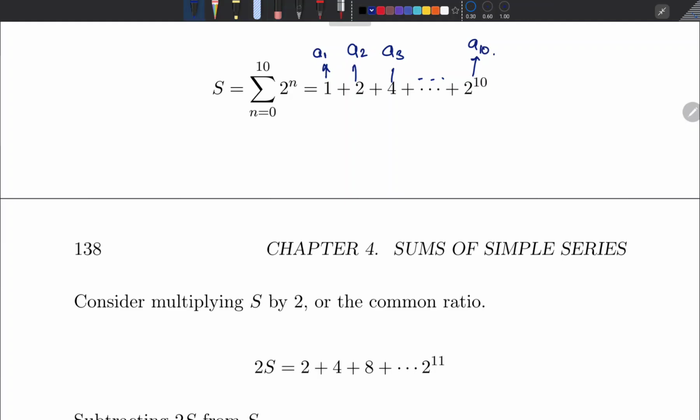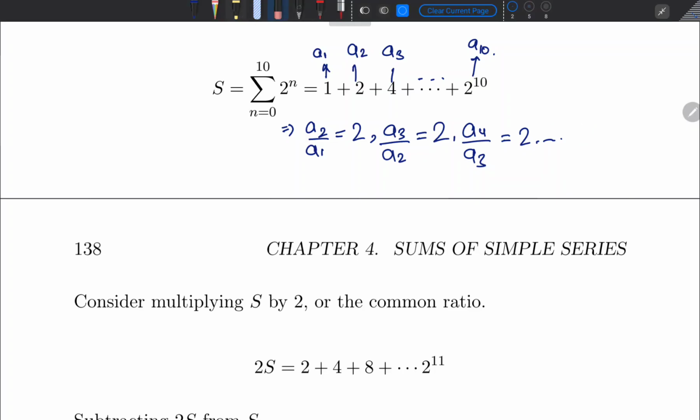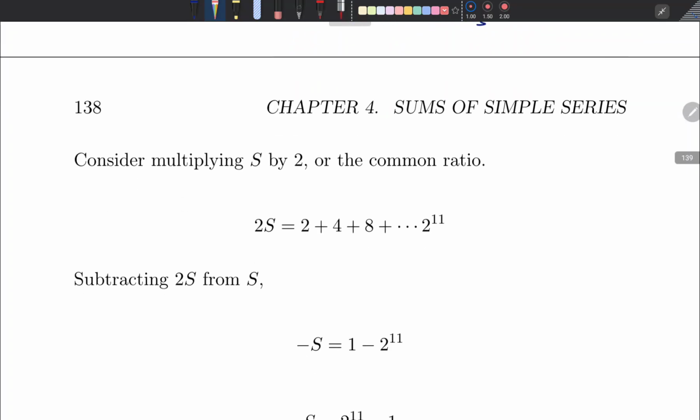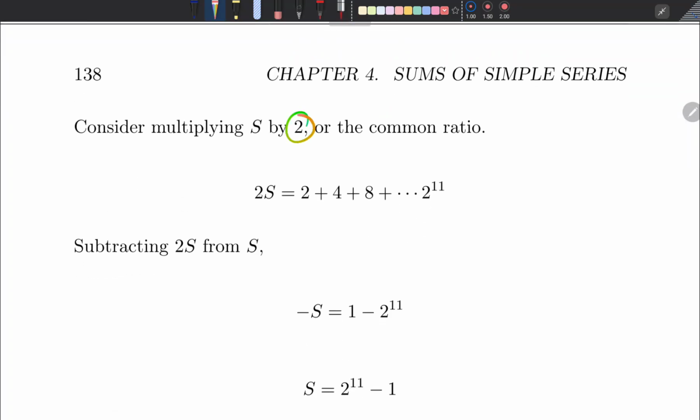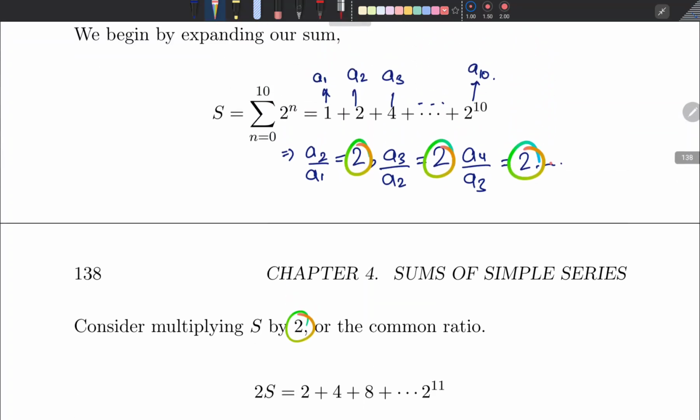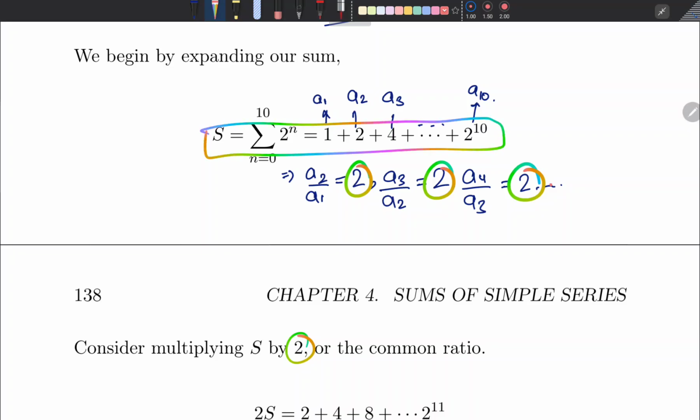Yeah, it's your a sub 10. So just tell me one thing. A sub 2 over a sub 1 is 2, a sub 3 over a sub 2 is 2, a sub 4 over a sub 3 is also 2. So basically this is your common ratio, right? So we have to multiply both sides with the common ratio in this very equation.